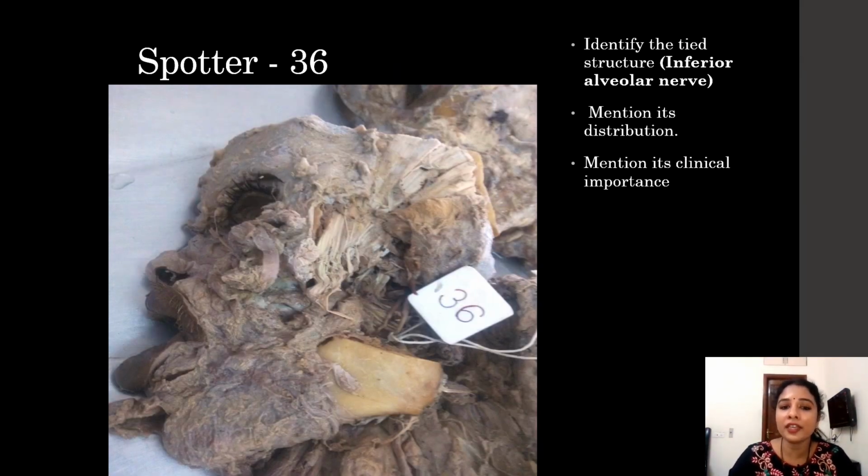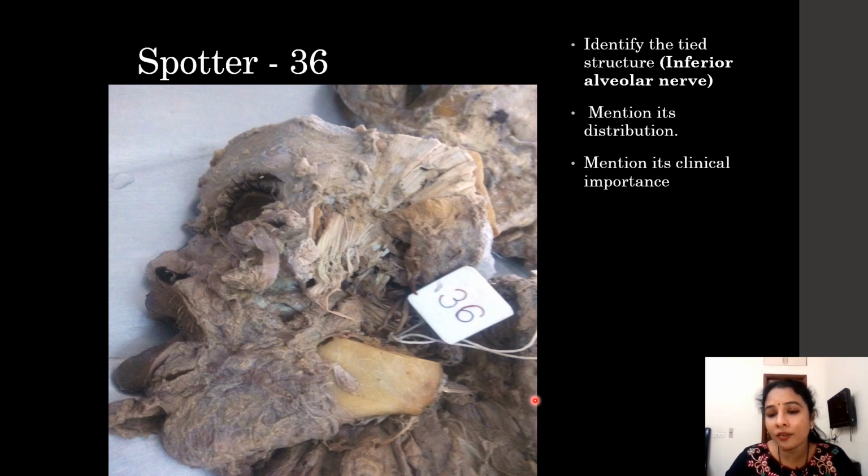Here is the inferior alveolar nerve. If we trace, it enters into the body of the mandible. So this is the inferior alveolar. You can see the lingual nerve is a little deeper, going into the deeper aspect. So inferior alveolar nerve, it is a sensory nerve.